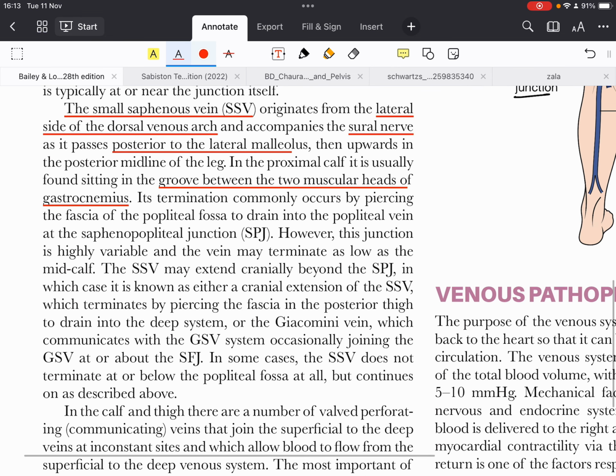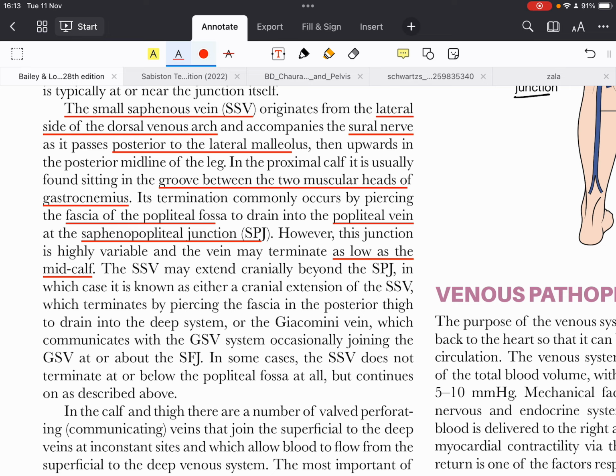Its termination commonly occurs by piercing the fascia of the popliteal fossa to drain into the popliteal vein at the saphenopopliteal junction. However, this junction is highly variable and the vein may terminate as low as the mid calf.